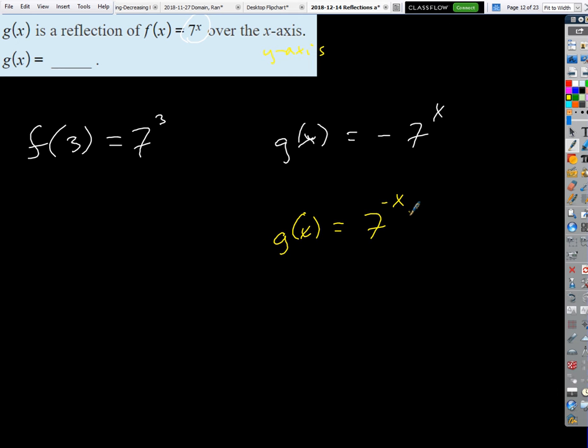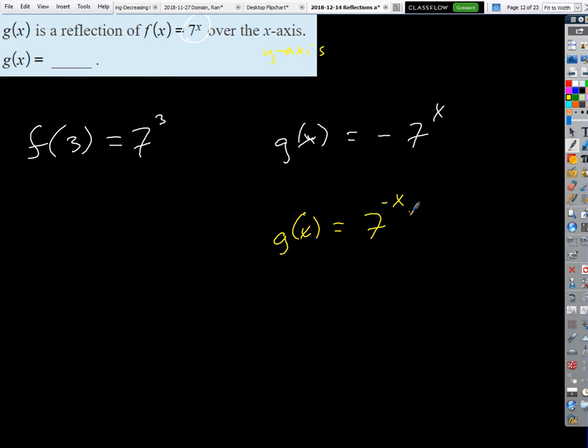Could you just put 1 over 7 to the x? You could. Yeah. You could on this one. That's because it's negative. She's invoking a property of exponents.